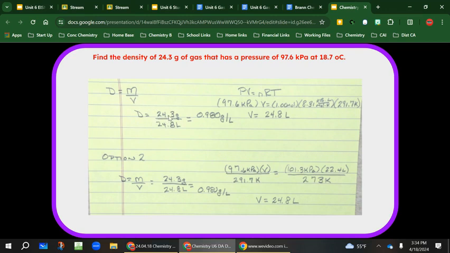So density is found by taking mass divided by volume. I was given the mass of 24.3 grams. I was not given a volume. You could do this problem one of two ways. You could solve it with PV equals nRT, putting in your pressure, 1 mole, the R value for kPa, and the temperature in Kelvin, getting 24.8 liters, plugging it into the bottom of this formula, getting 0.980 grams per liter for the density. You could have also done it using combined gas laws here, putting the conditions on one side, standard conditions on the other. You would have still gotten 24.8 liters.